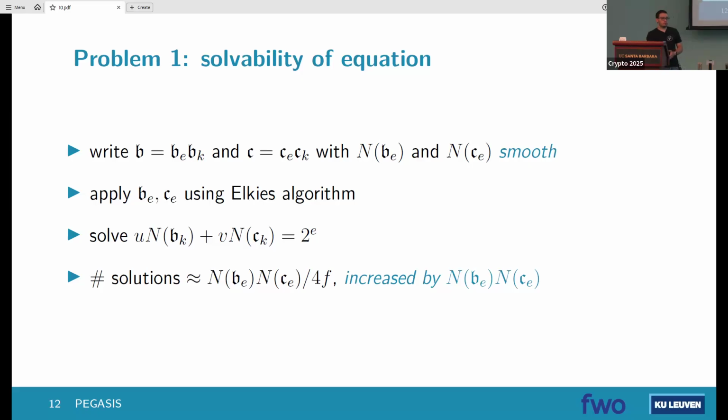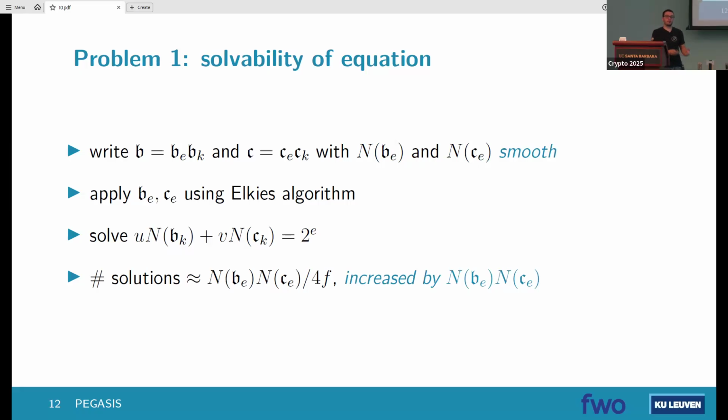The number of solutions that we expect from the equation is proportional to 2 to the E over the product of the ideals that we get in. But now if we get two ideals, B and C, and we factor out the smooth part of it, we can act with this small part using Elkis isogenies, and then try to solve the norm equation with the remaining part of the ideals. Now, since we took out some factors from the norm equation, these factors will appear as they are in the number of solutions that we expect.